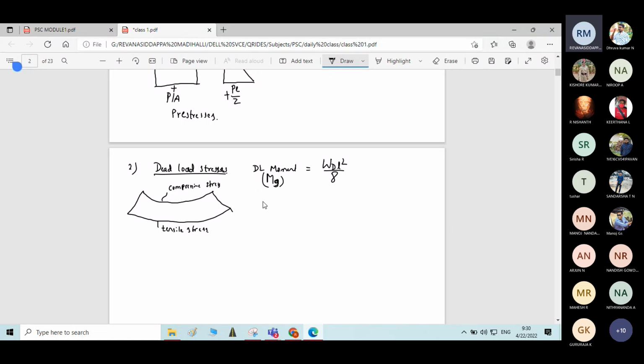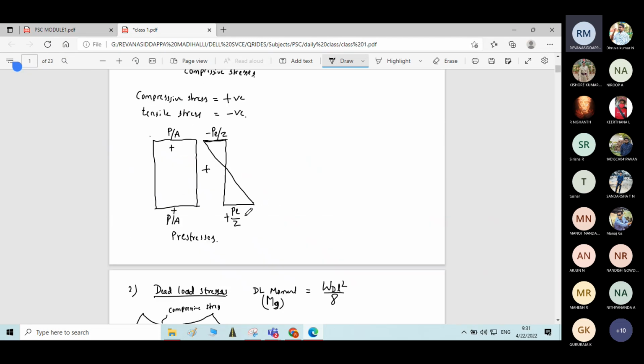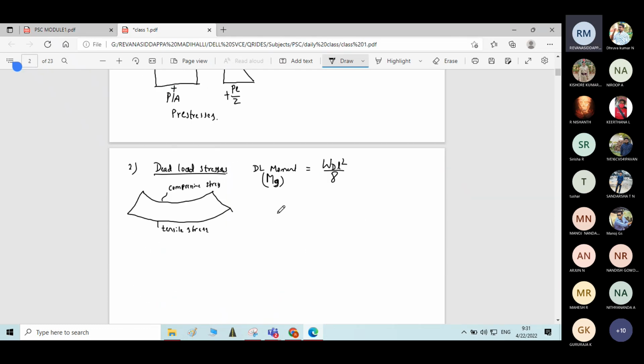If you know the dead load moment, you can find the stresses due to dead load moment. Similar to the bending stresses due to prestressing force, you just need to divide by the section modulus: MG by Z. By dividing the moment due to dead load by the section modulus of the beam, we will get the stresses due to dead load.